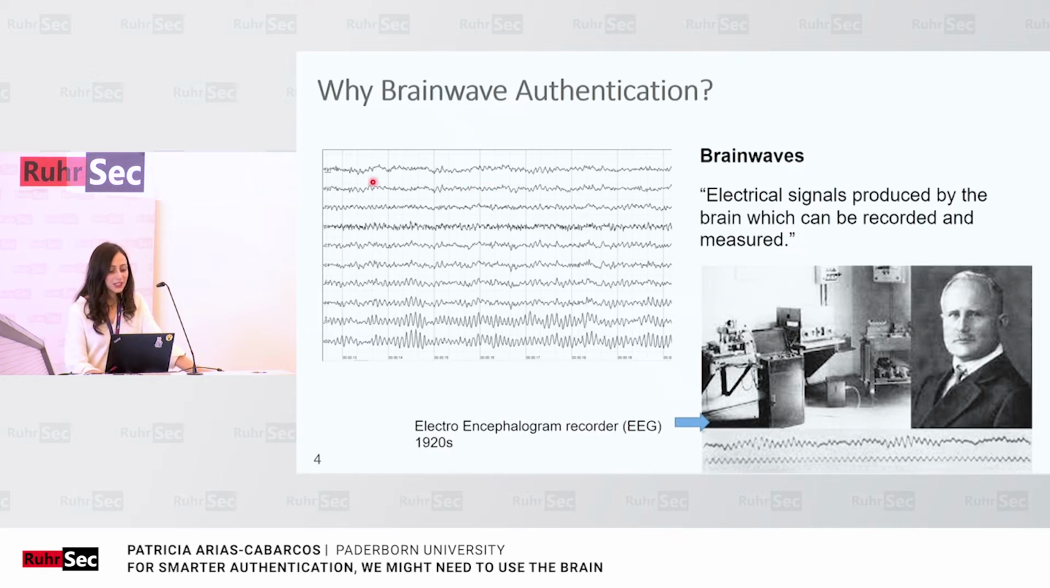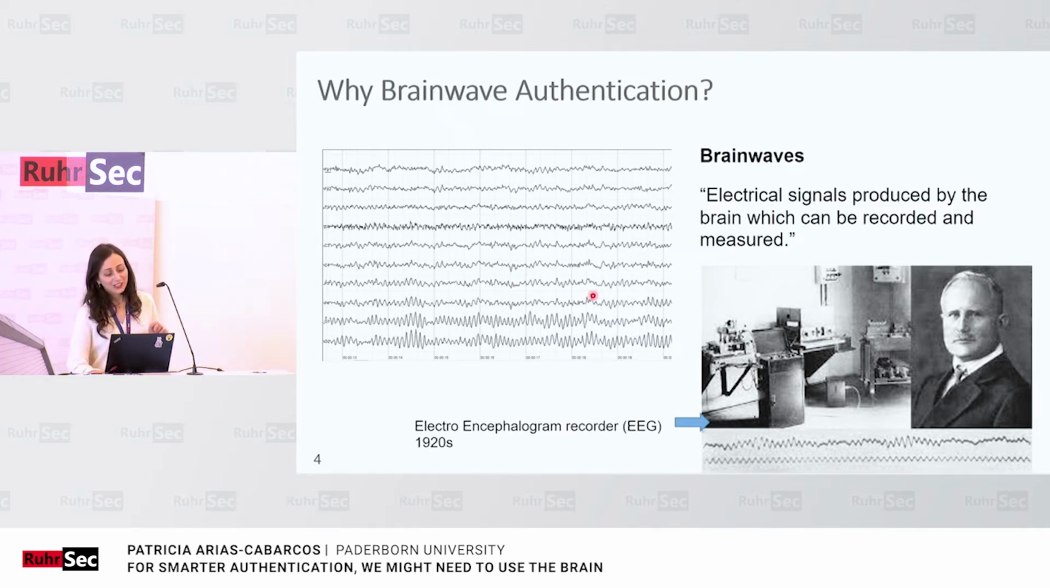Here you can see an example electroencephalogram recording. The first recordings were conducted in Germany by a psychiatrist, Hans Berger, in the 1920s, and these were the type of machines used at that time, so bulky and with meters of cables to get the readings. He described brainwaves based on recordings conducted on his own. I guess it has always been difficult to find participants for experiments.